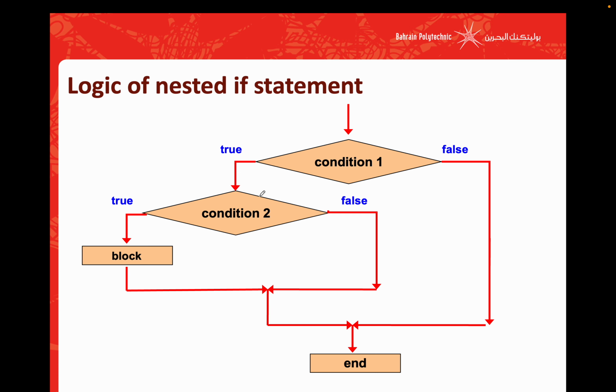Now, the only difference between this one and the cascaded one is that the second condition falls on the true branch of the first condition. For cascaded, the second condition or every other condition falls on the false side of the previous condition. For nested, every condition falls on the true branch of the previous condition. This could be a question in your exam. You will be given different flow charts and you need to figure out if it's nested or cascaded.